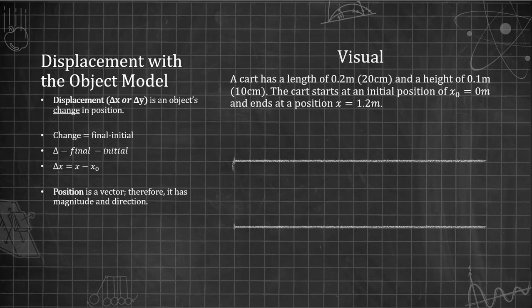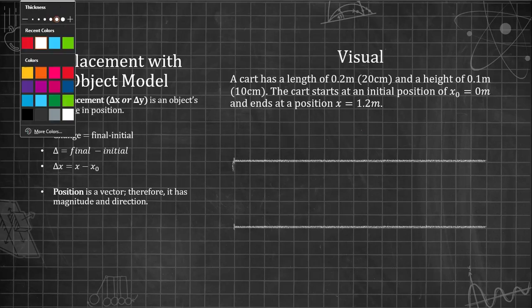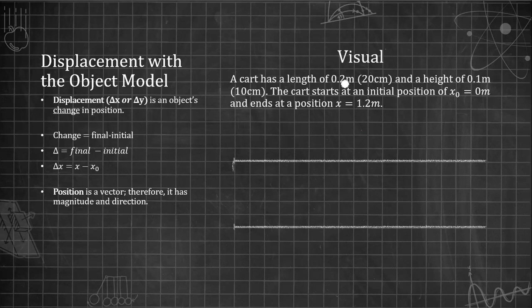So let's look at an example here. Let's say that we have some cart that has a length of 0.2 meters and a height of 0.1 meter. And the cart's located at some initial position x equals 0. So let's call x equals 0 here the beginning of this line. So over here we have the actual drawing of the cart.